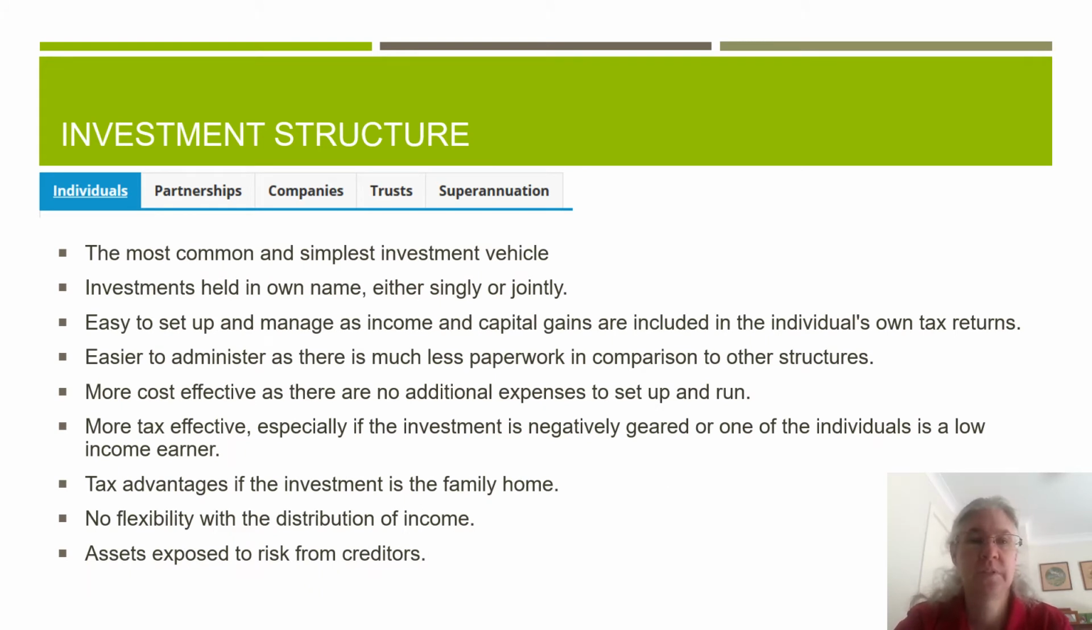So these are our choices. We can choose between individuals, partnerships, companies, trusts, and superannuation. And we'll look at each of these in turn. So first of all, the individual. This is the most common. I know quite a few of you are owning shares and investments. So this is probably the way that you've got it set up at the moment.